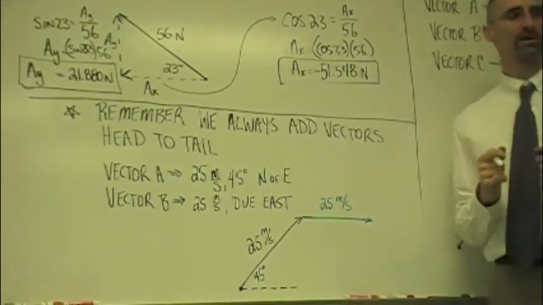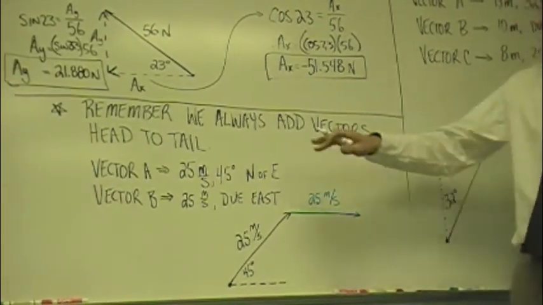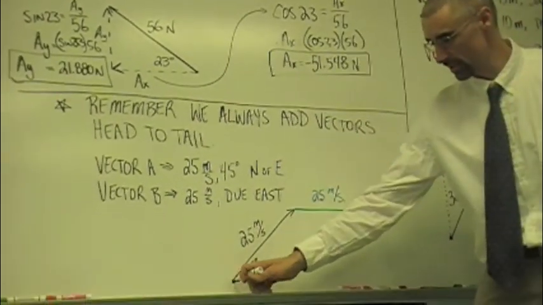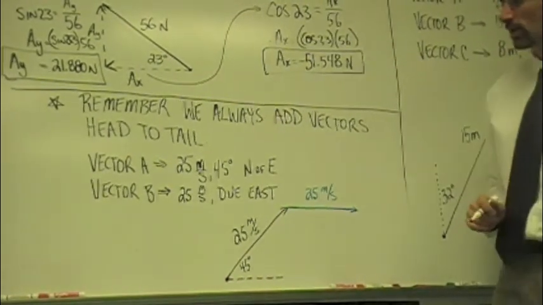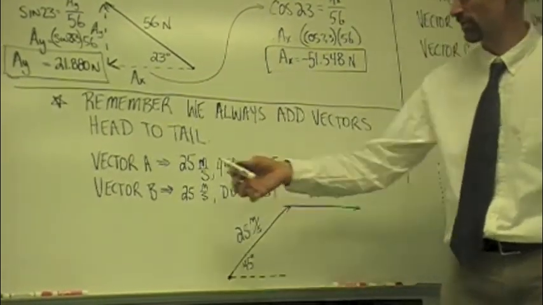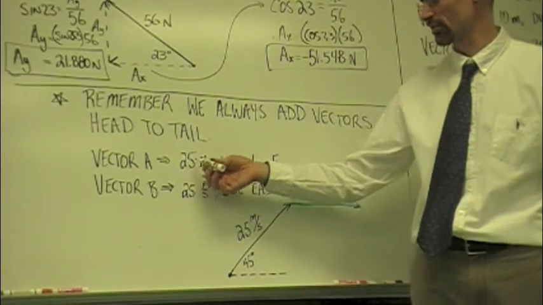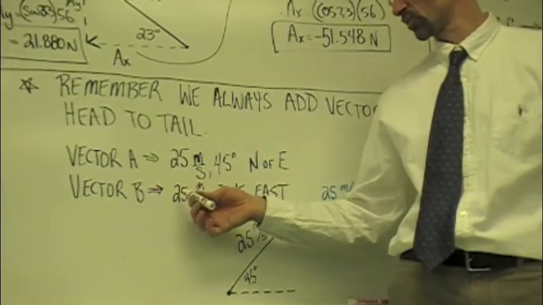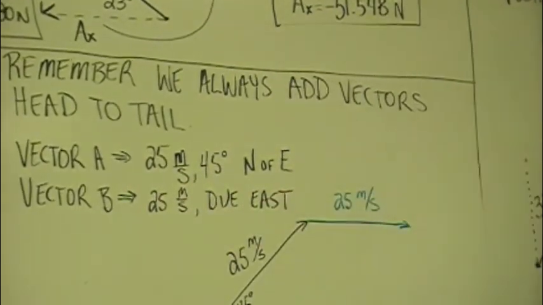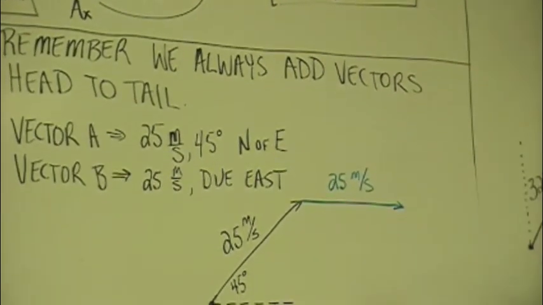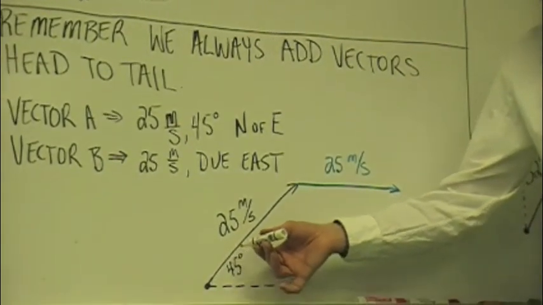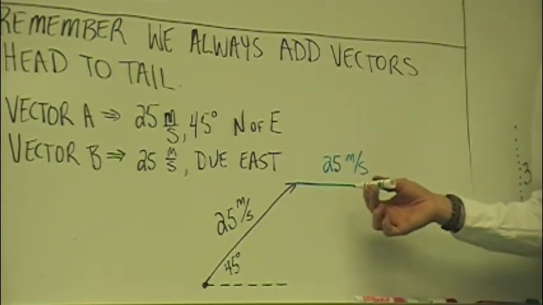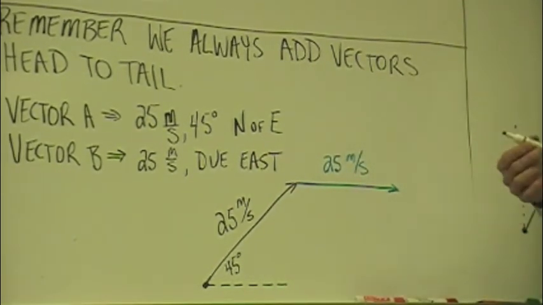We always add vectors head to tail, okay? When I say head, I mean the arrow part, tail is the origin part. If we look at this, vector A is 25 meters per second, 45 degrees north of east, and vector B is 25 meters per second due east. We could talk about this as maybe our airplane flying this direction, and then we have a wind coming at us from this side. What's going to happen to the direction of our airplane?